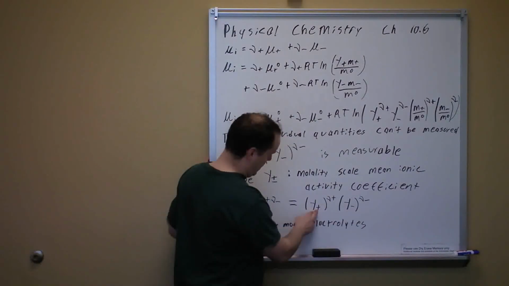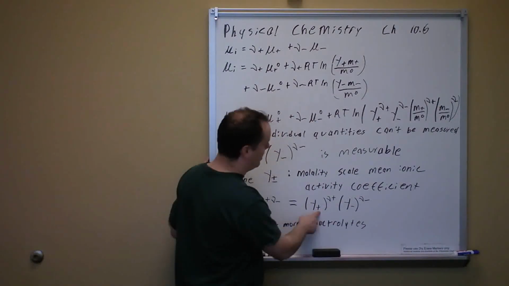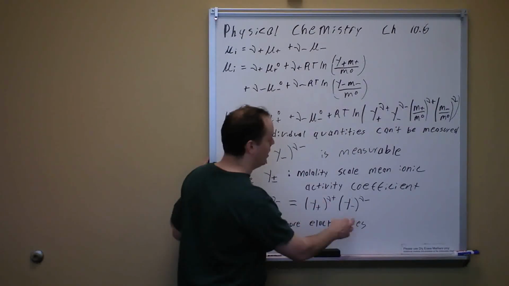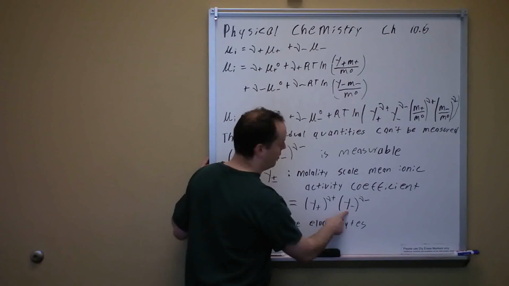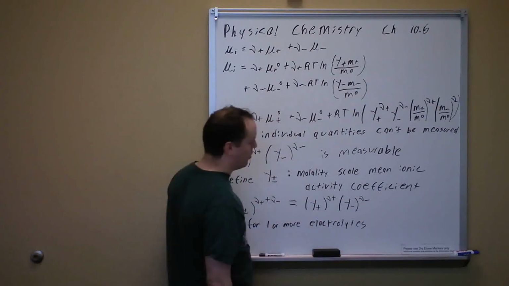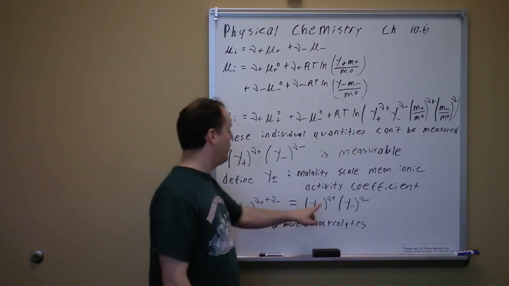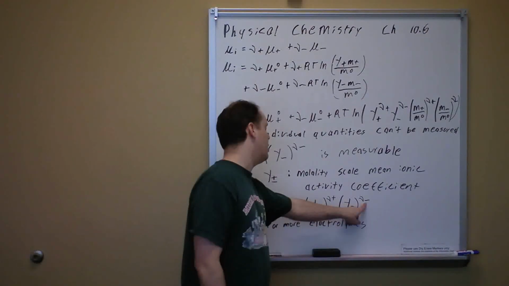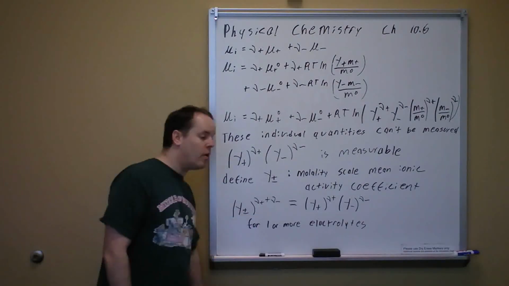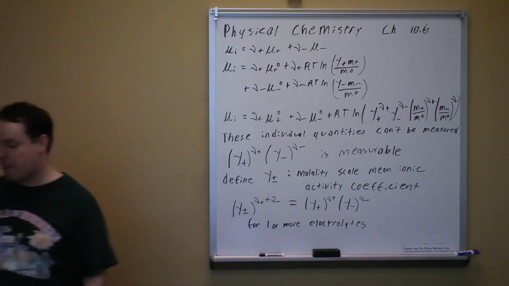And likewise, you have the activity of the cations to the stoichiometric coefficient of the cation power, and then that is times the activity of the anions to the stoichiometric coefficient of the anion power. This could be 1 or more, any integer. This could be 1 or more, any integer. And this will work if you have just one electrolyte or if you have more than one electrolyte.